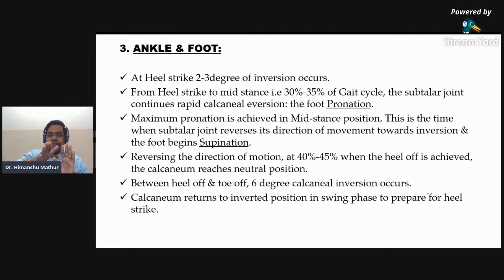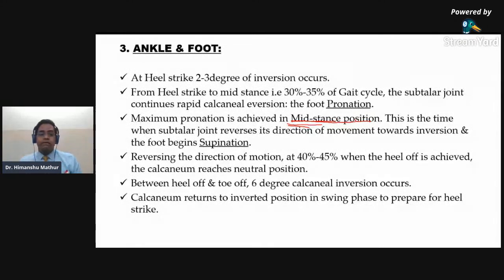All right. And there is a significant eversion present at the subtalar joint. There is a subtalar eversion leading to pronation of the foot. Now, maximum pronation is achieved in the mid stance position. All those people who are following me in the ankle and foot, they must be knowing about this position, right? So a maximum pronated position is achieved in the case of mid stance position.